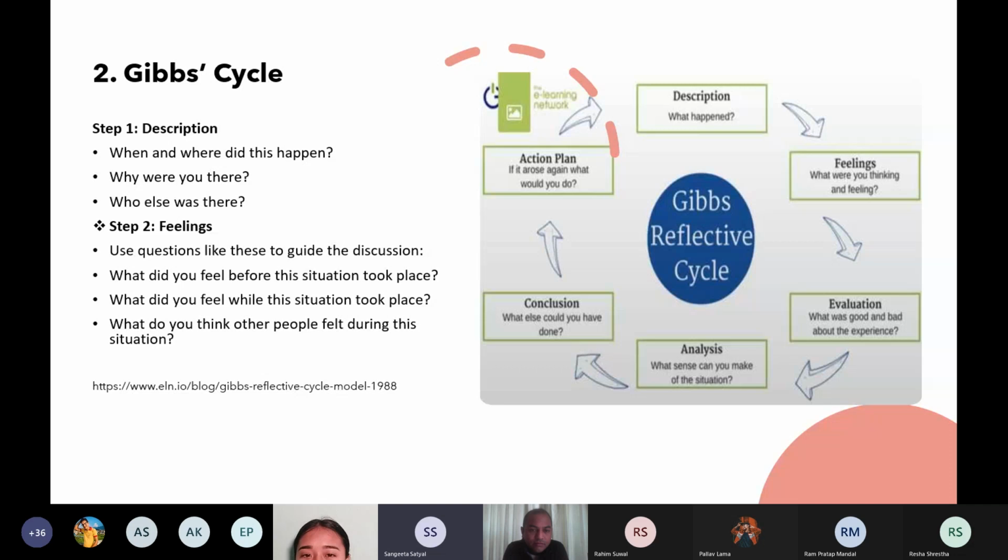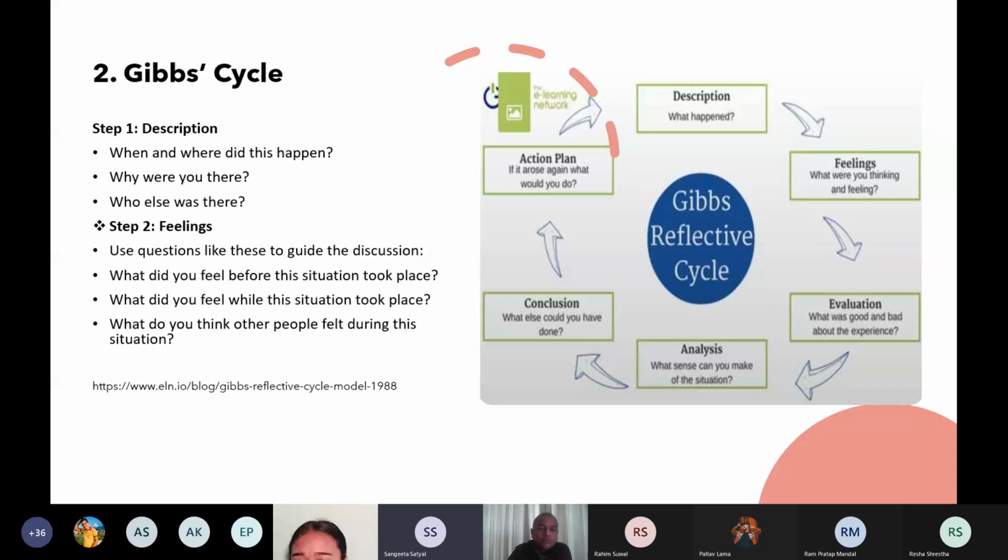Coming to the next cycle, it's Gibbs cycle, and this cycle has six different steps starting from description and ending in action. The first one is description. This actually tells the story or the things that happened during the time. Some of the questions like where did this happen, why were you there, who else was there, what did you do, and what did others do are the questions that might help you to collect the description.